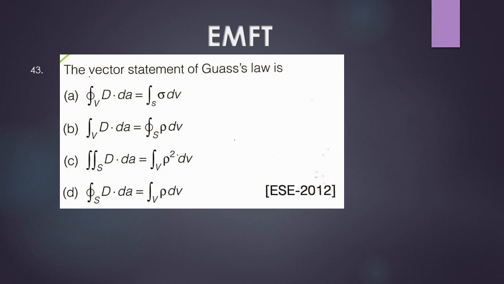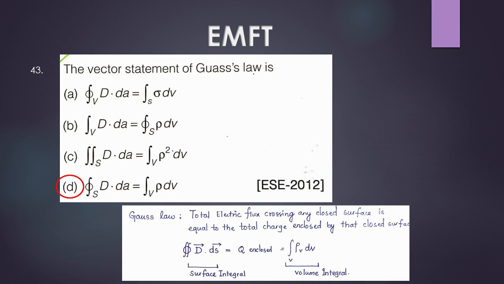Let's see the next question. It is saying the vector statement of Gauss law is. So what is the expression of Gauss law? Gauss law is: total electric flux crossing any closed surface is equal to the total charge enclosed by that closed surface. So if you express it in an equation, the surface integral of D dot ds equals the volume integral of rho dv. So it is relating the surface integral to the volume integral. From the options we can see D is the correct option.